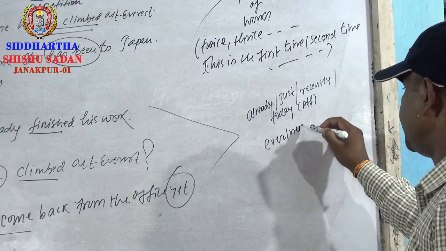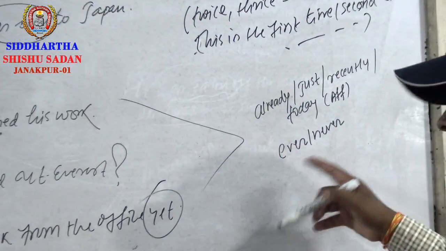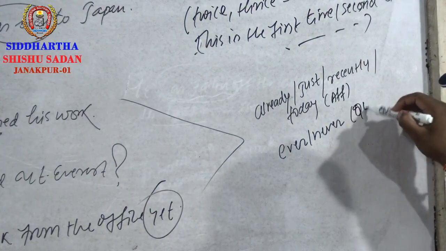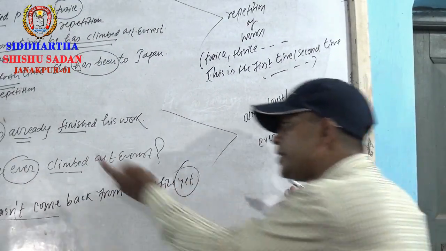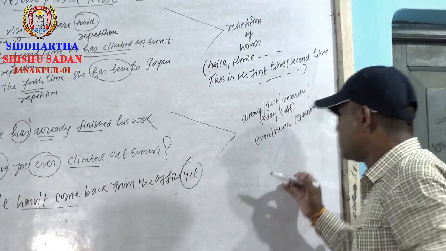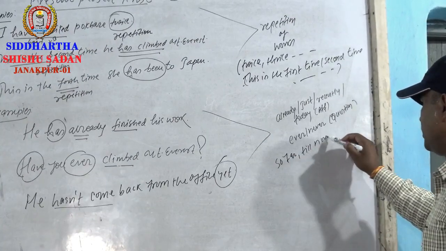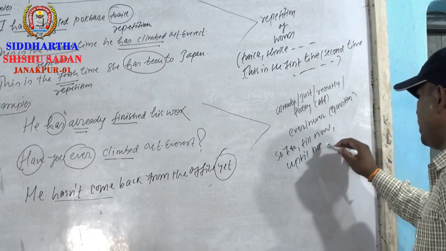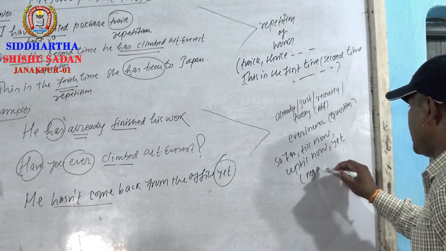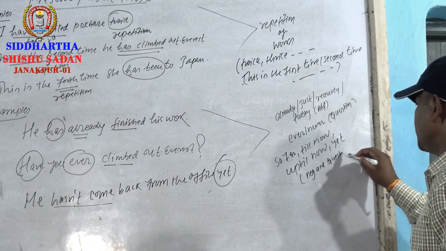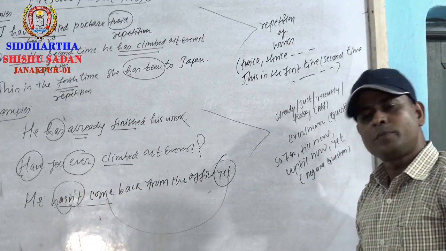Whereas with ever and never, present perfect tense is used with ever and never if they are used in a question. See, ever in a question, so present perfect. Never in a question, so present perfect. Similarly, so far, till now, up till now: if they are used in both negative and question sentences, then again present perfect. See here, it is in a negative sentence. So present perfect tense is here.